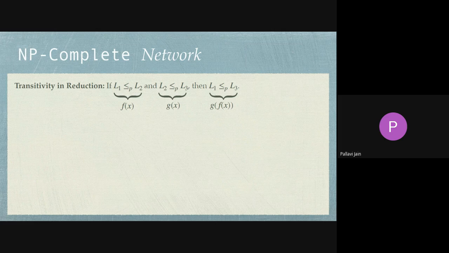No, we cannot. See this example: you can basically take any language that is solvable in polynomial time, and it is reducible to the halting problem. But of course, you cannot reduce the halting problem to a problem in polynomial time, because if you could, you would be solving the halting problem. So this reduction is not symmetric in nature. It is transitive in nature, but not symmetric.